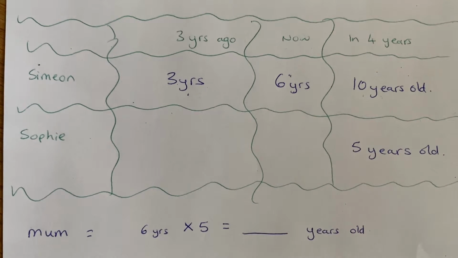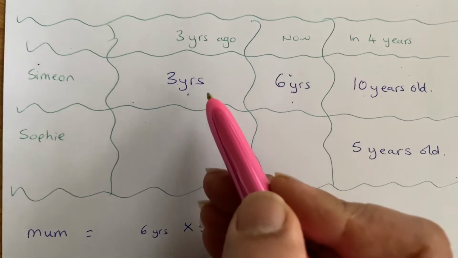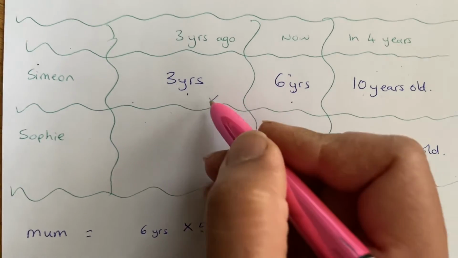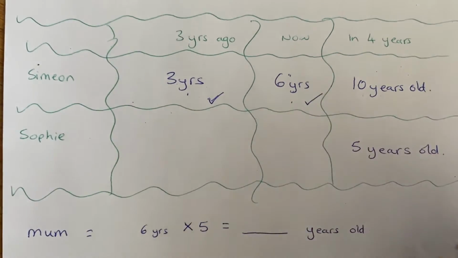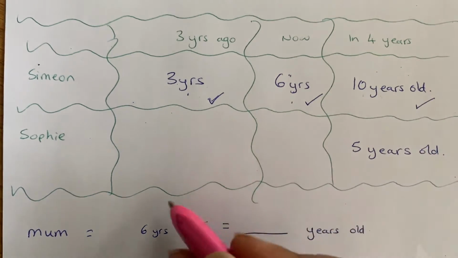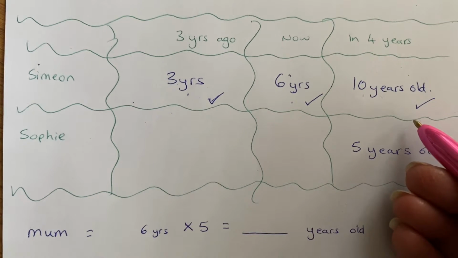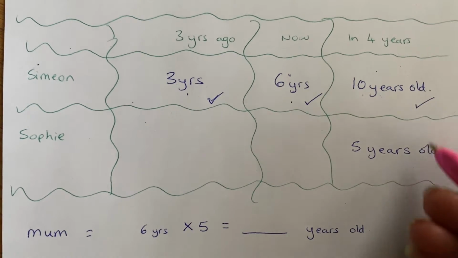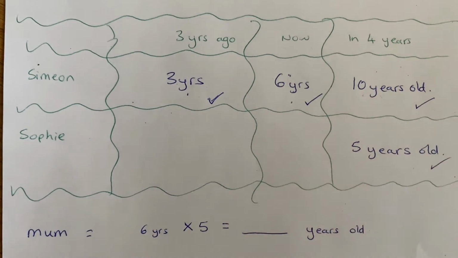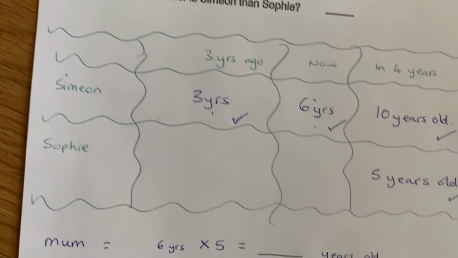Right, that's good. So we know right now he's 6. 3 years ago, he was 3. That's great. 6, we understand that. Plus the 4 years, he's now 10. He is twice the age of his sister. So we did 10 divided by 2, and we understand that. Great. Let's start answering some of these questions.